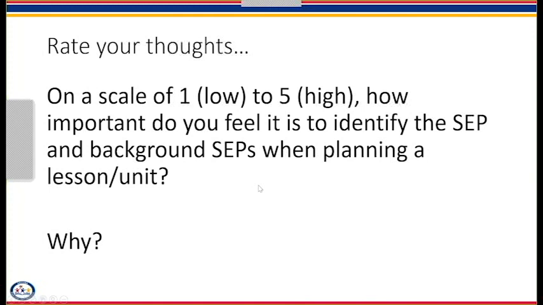Okay, so let me know your thoughts. On a scale of 1 to 5, how important do you feel it is to identify the science and engineering practice, the foreground and background, when planning a lesson or a unit?